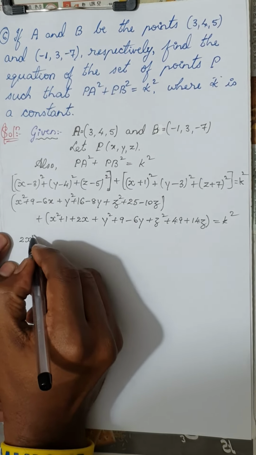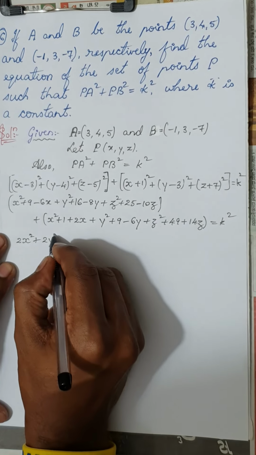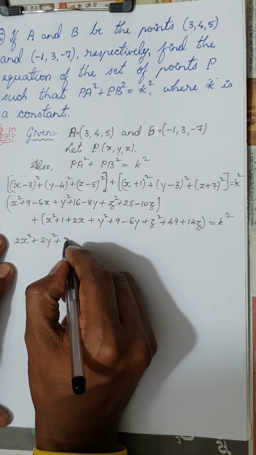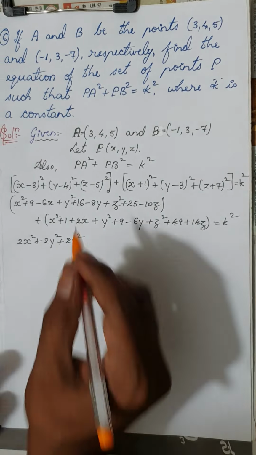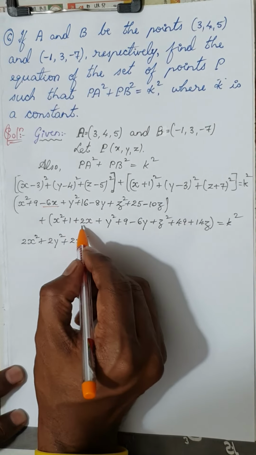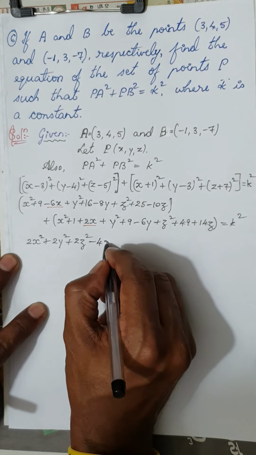Now see what happens. Here x square plus x square is there, actually I can write it as 2x square, plus similarly y square plus y square, I will write 2y square, plus z square plus z square, so 2z square. Okay, next, see the x term: minus 6x plus 2x, so that will be nothing but minus 4x.